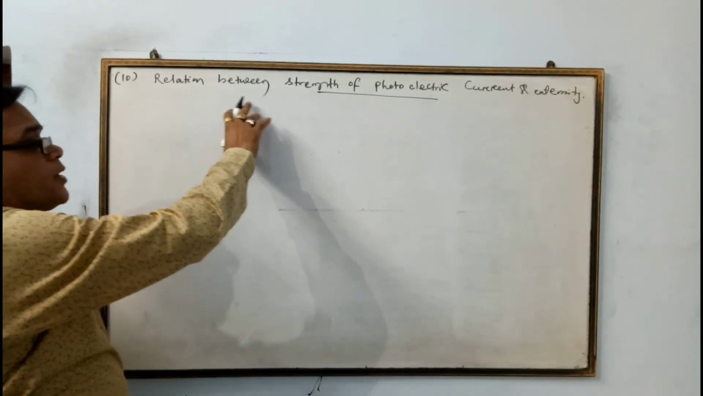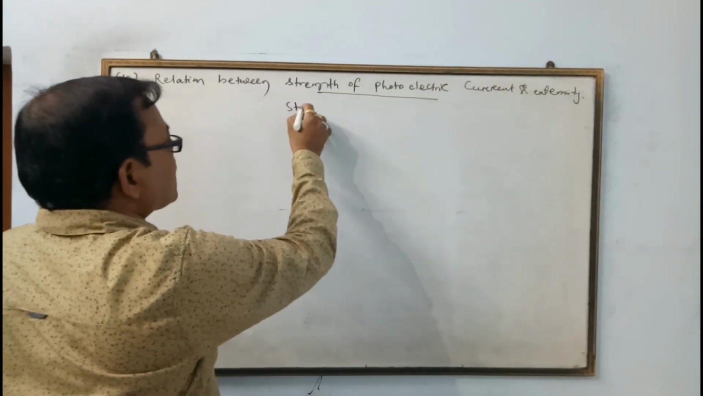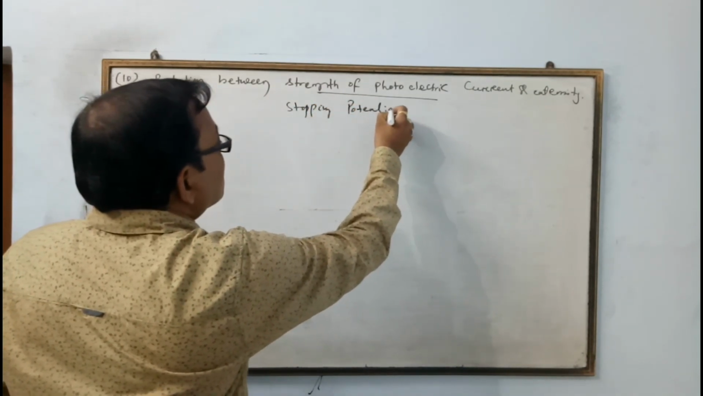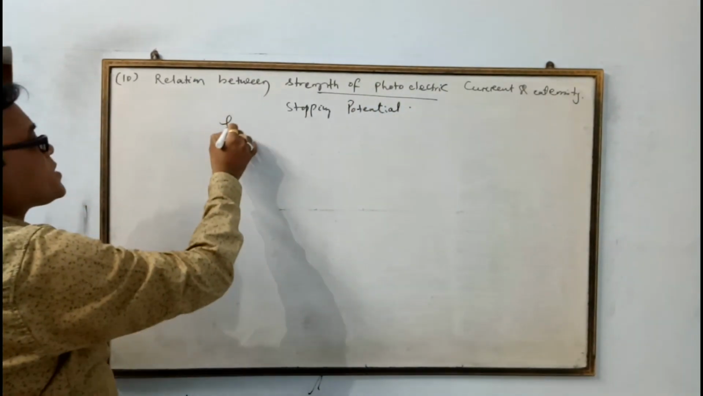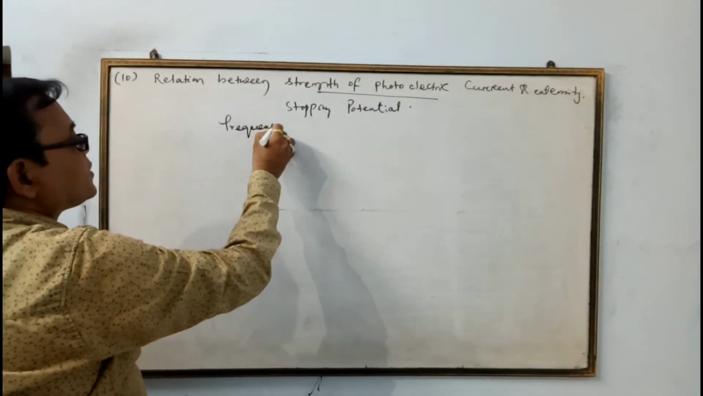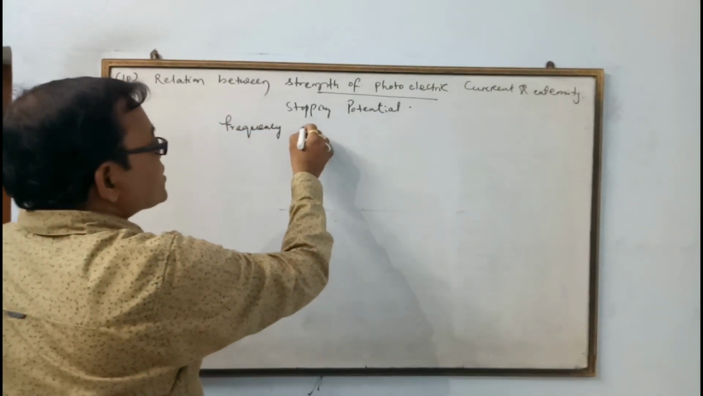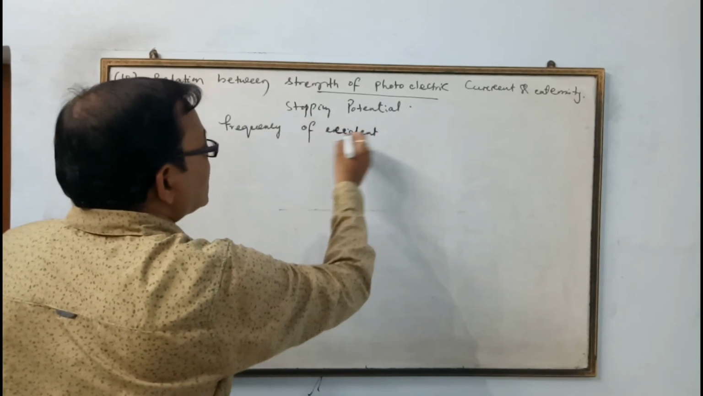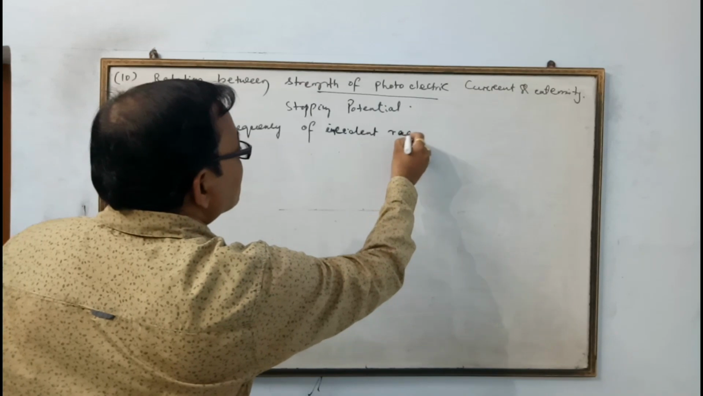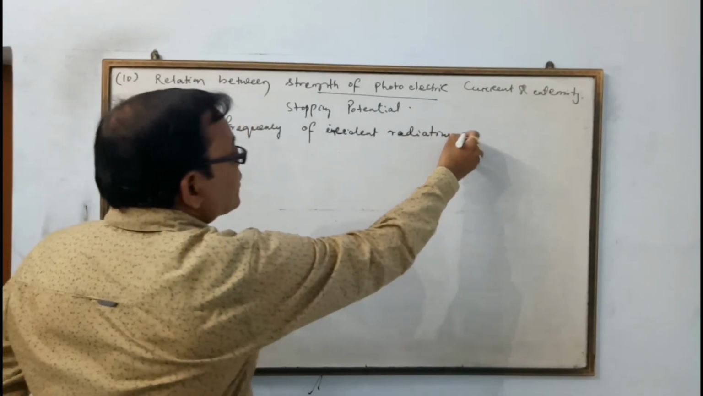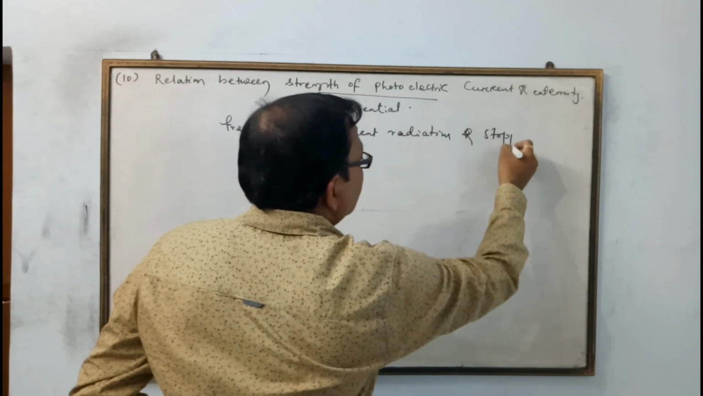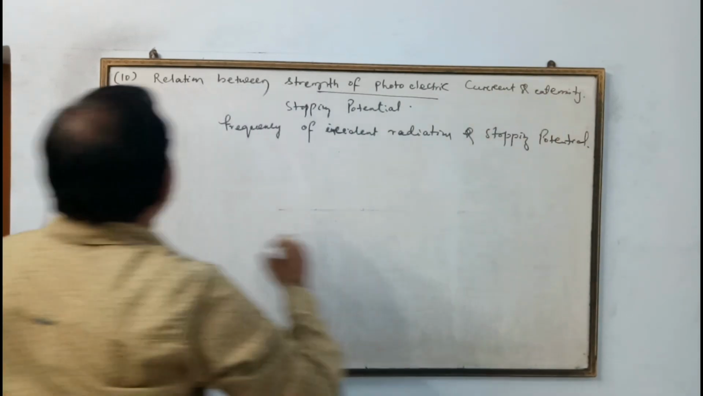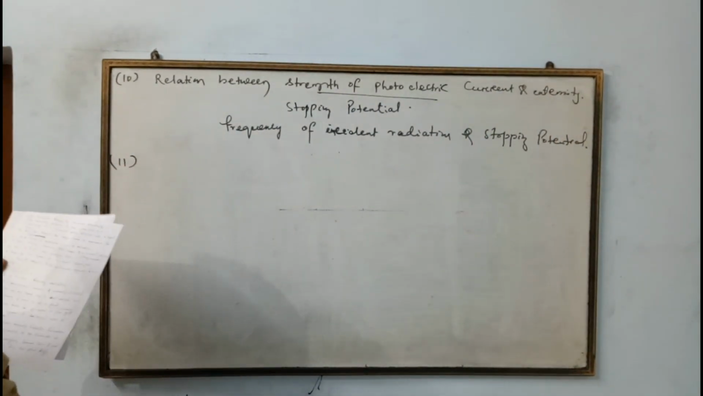The relation between strength of electric current and the stopping potential also, and the frequency of incident light radiation with stopping potential. These are the related, linked questions. Question number 11.